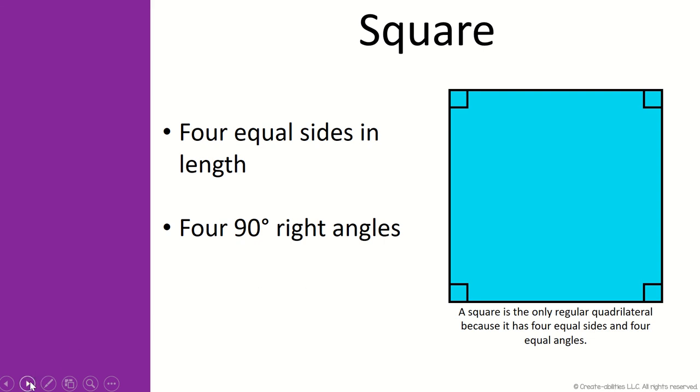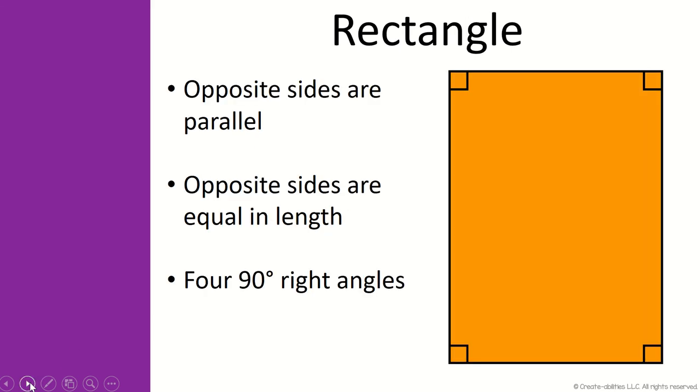Okay, moving on to the next page, we're going to talk about a rectangle. A rectangle has opposite sides that are parallel, opposite sides that are equal in length, and 4 right angles. So it's very similar to a square, except a square has all 4 sides equal, and in a rectangle, only the opposite sides are equal in length. So that's the difference between a square and a rectangle. Go ahead and press pause if you need more time to write.